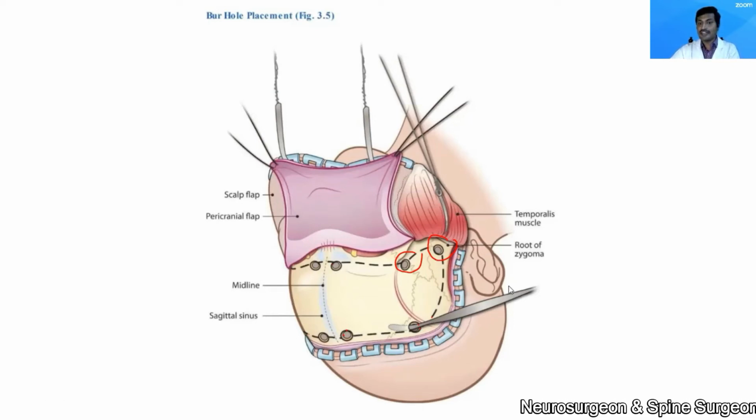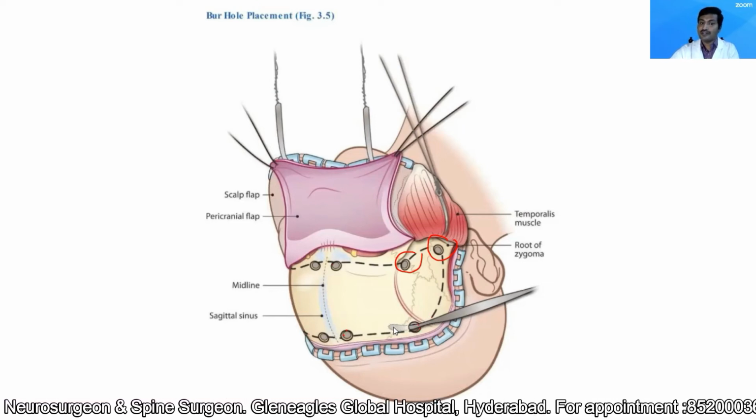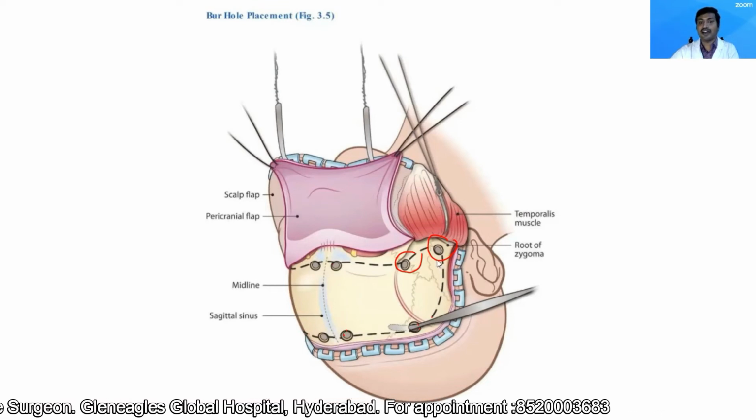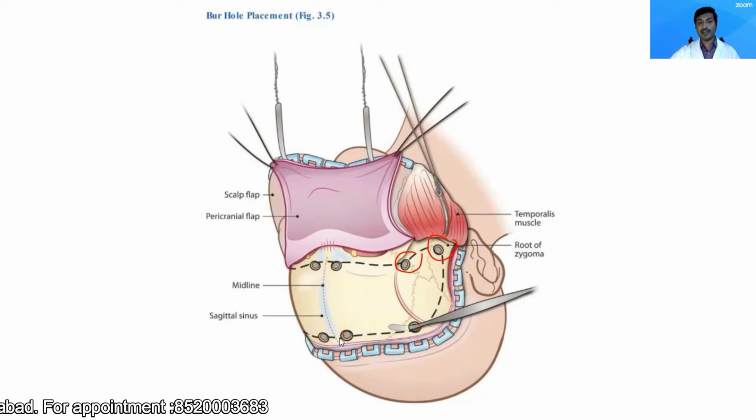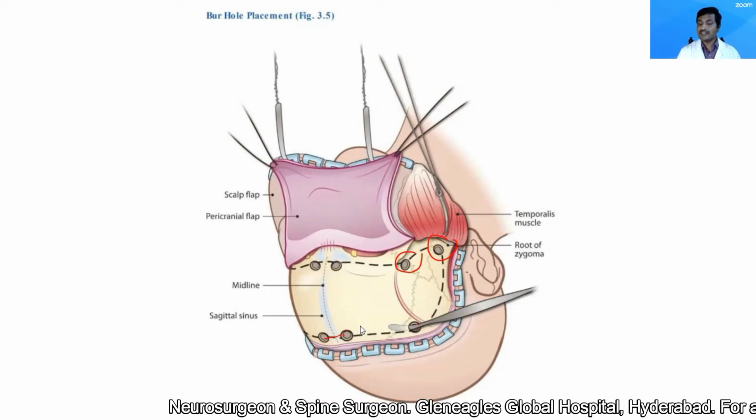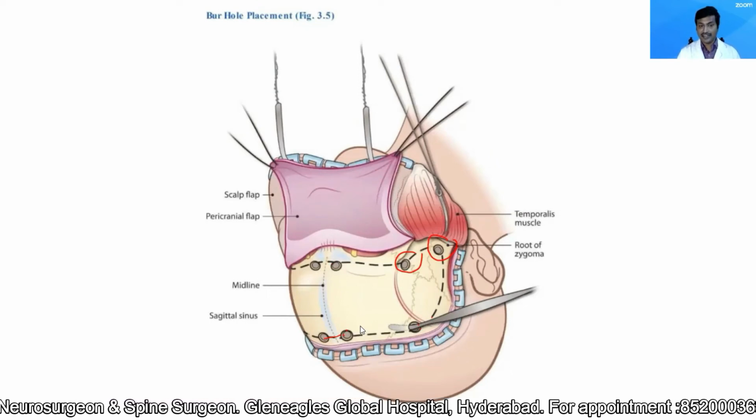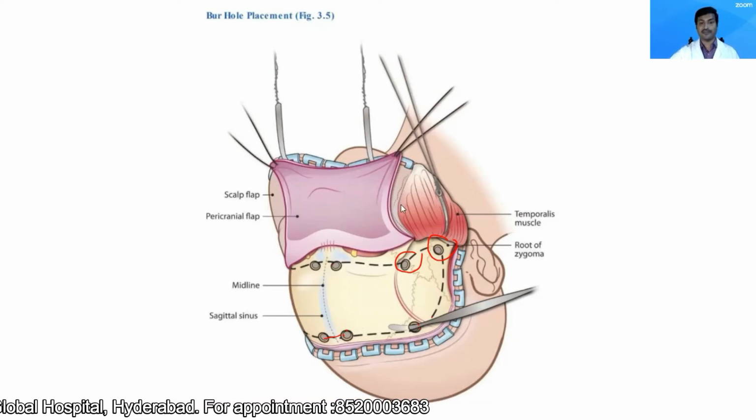Then using a Penfield dissector, separate the dura mater at the level of the burrholes and also beyond the burrholes as far as possible. When you are separating the dura mater in between these two paramedian burrholes, you should be very careful, because if the dissector enters into the superior sagittal sinus, it may cause terrible bleeding, catastrophic bleeding.